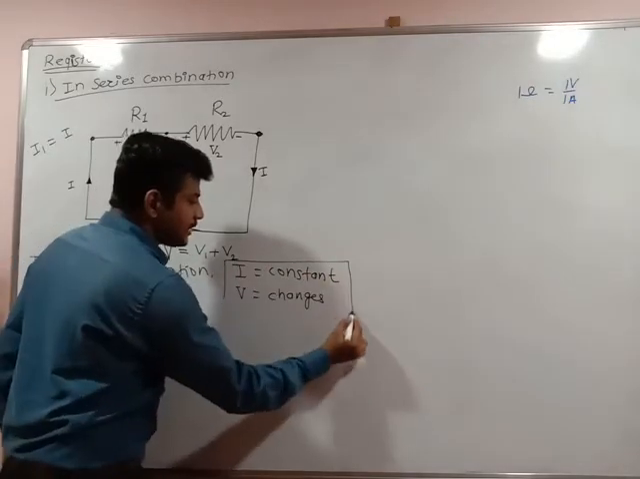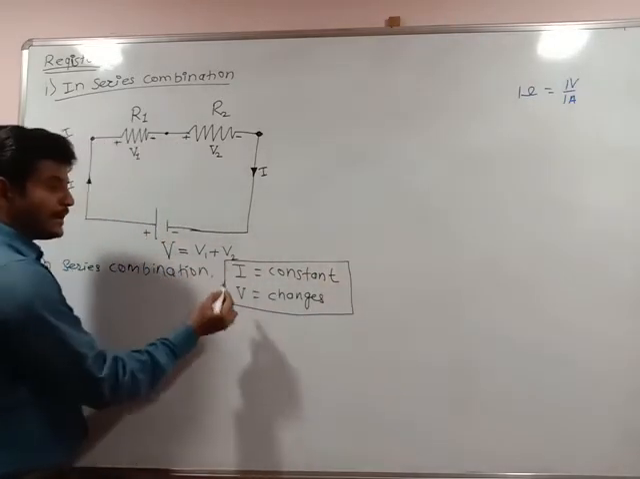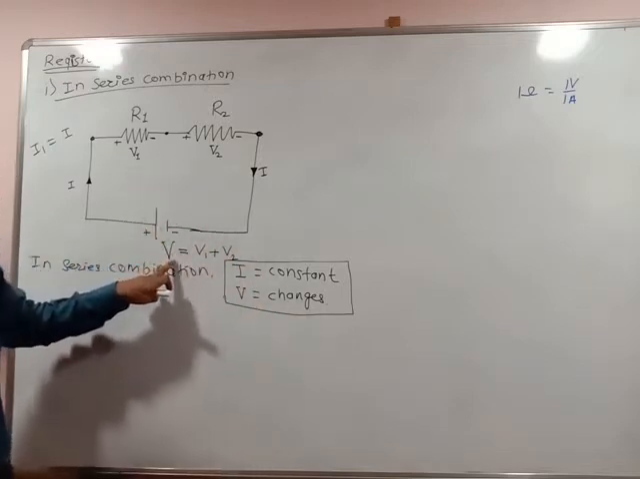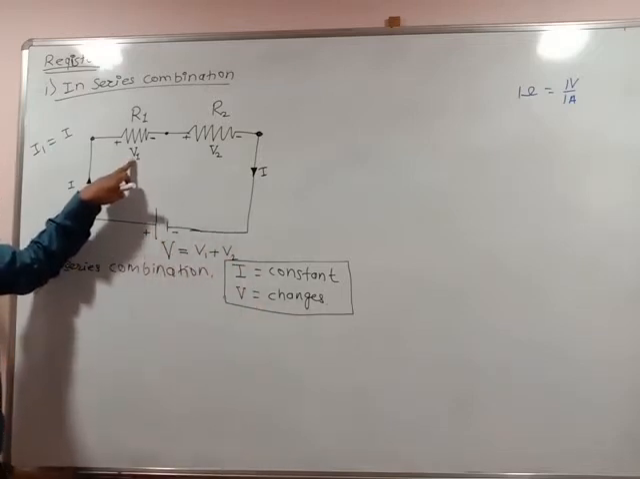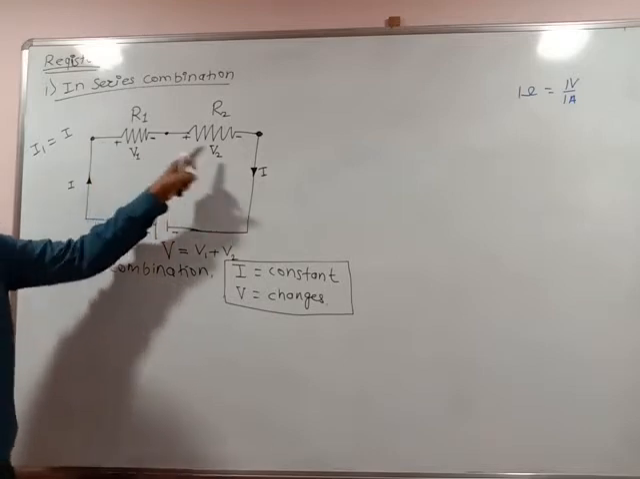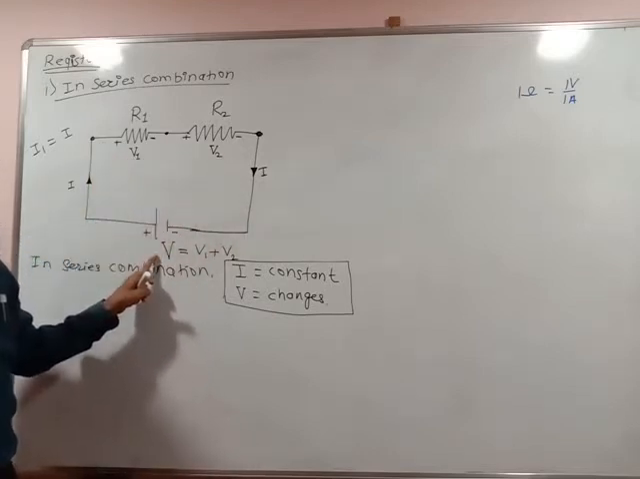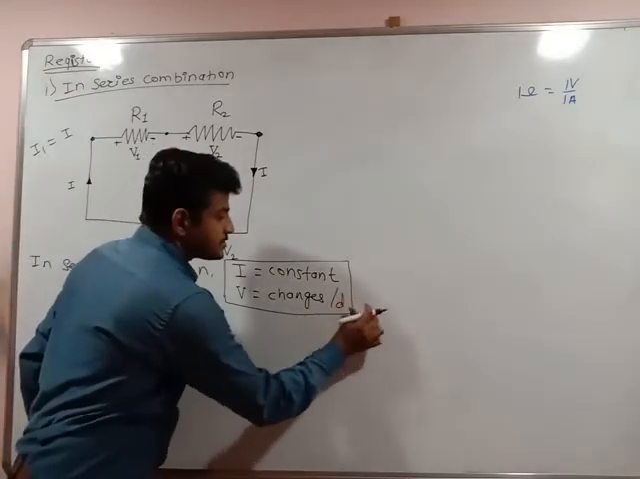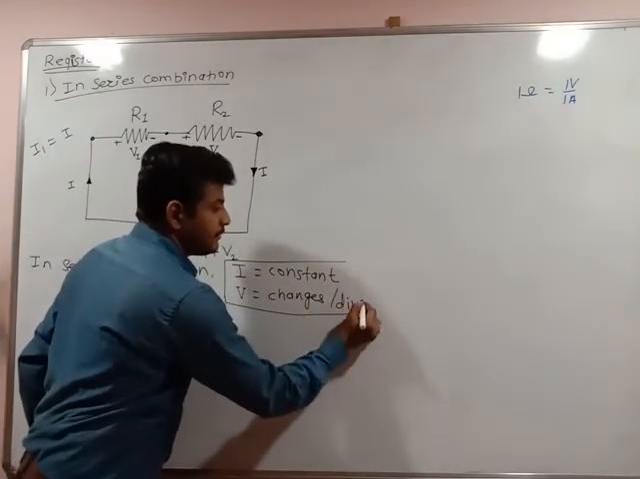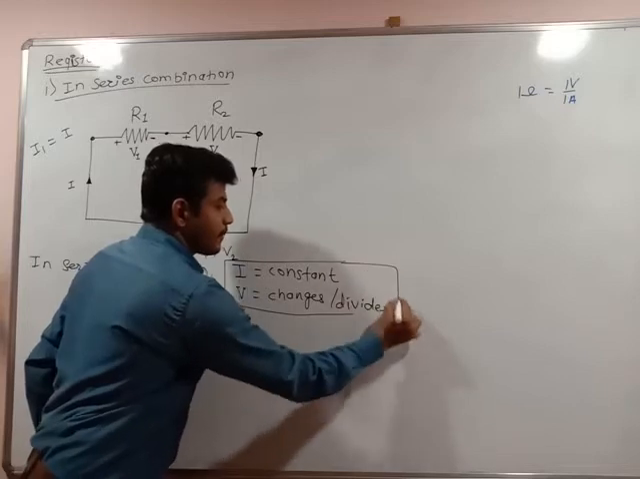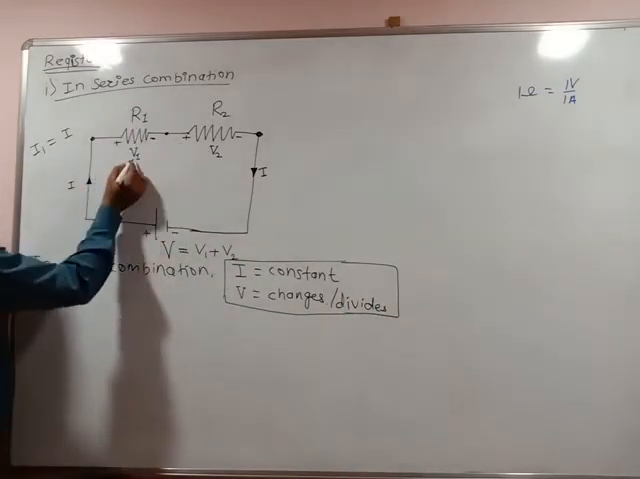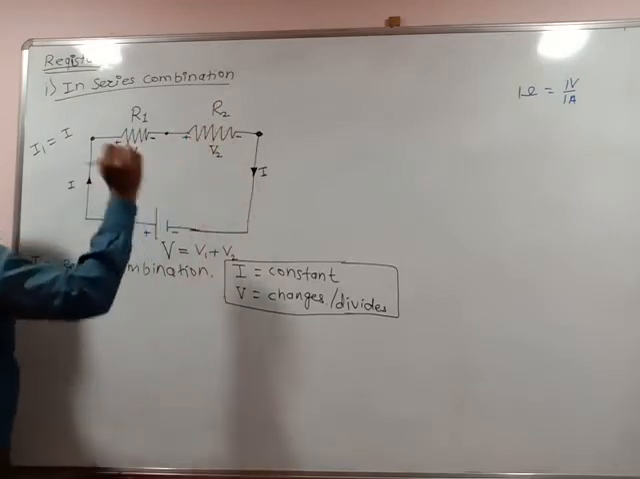In series combination, I is not getting divided. I is always constant, but V is changing. Changing means out of this V, here the voltage changed to V1, here it changed to V2. But the addition of both will be V. Okay, so only changes, or I can write here voltage divides. Now see, across R1 voltage drop is V1, across R2 voltage drop is V2.